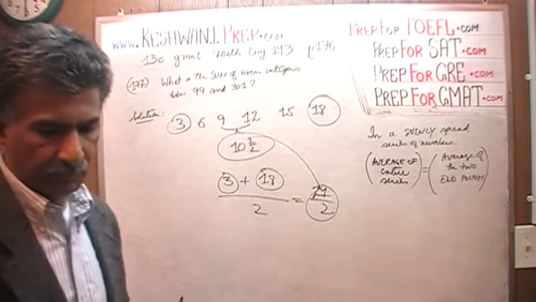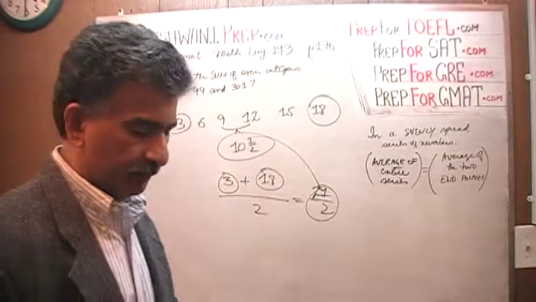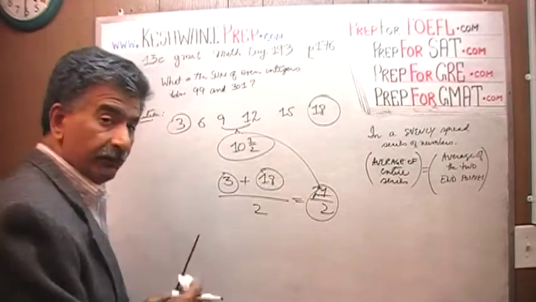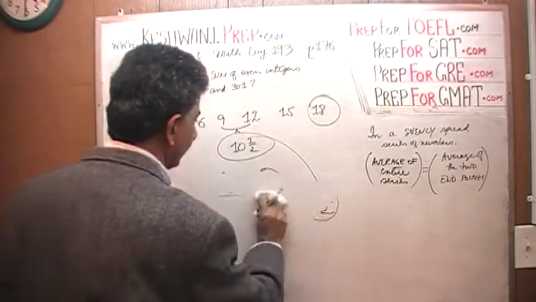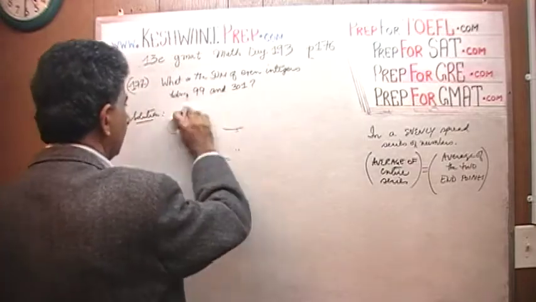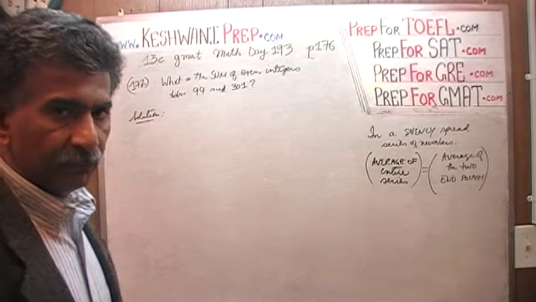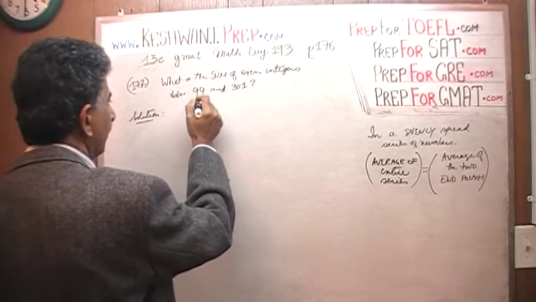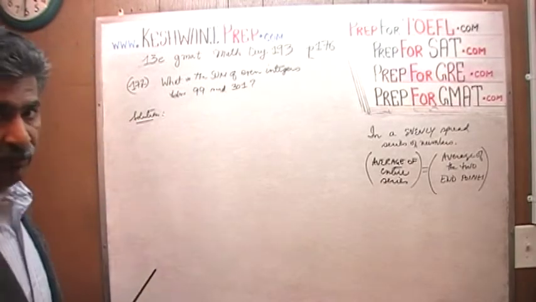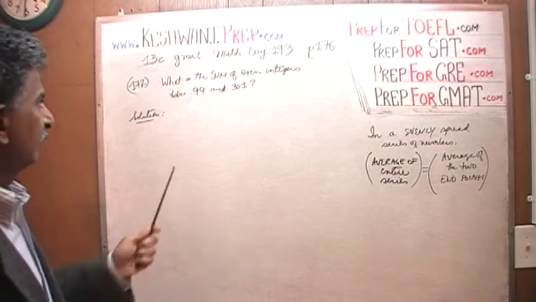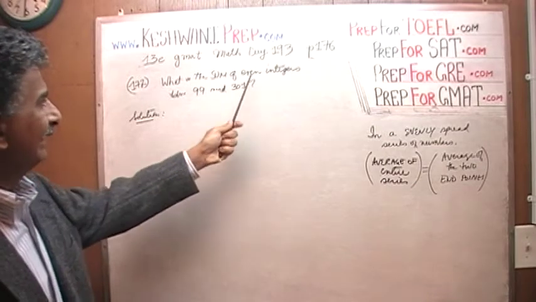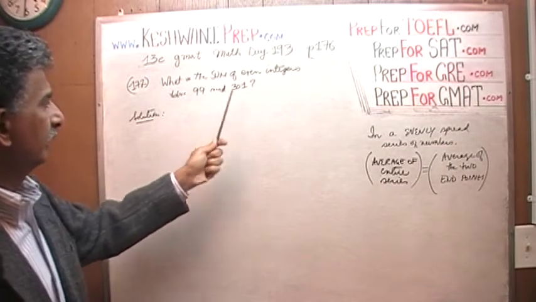That's the concept that we're going to use here to find the average of the entire series, because what they're giving us is a very long series. But the quicker way to figure out the average is very simple. It only takes 2 seconds. You take the 2 endpoints. Where does our series begin? We have to pay attention. Where does our series start? It says what's the sum of the even integers from 99 to 301.